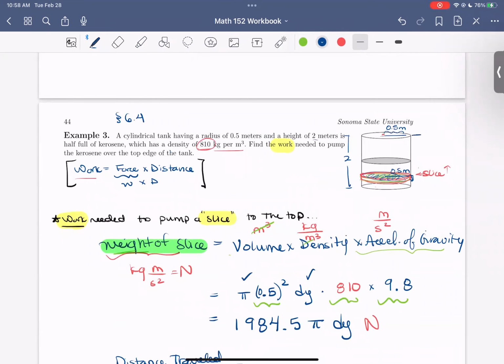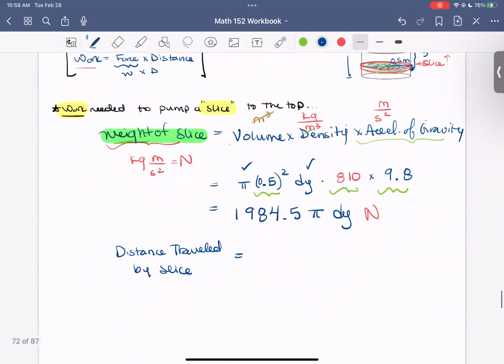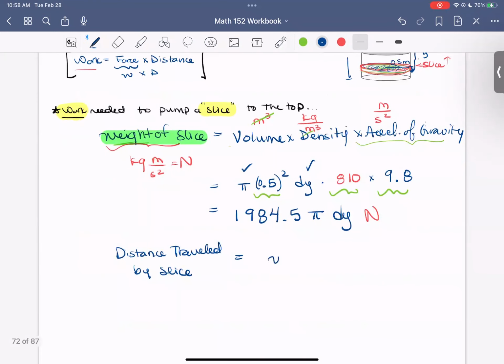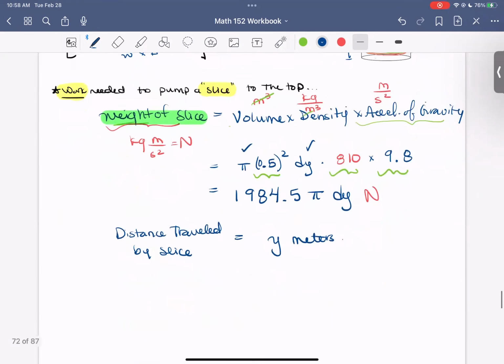Well, if we measure from the top of the tank down to where our slice is, we can call that y. So the distance traveled by the slice would be y meters. Okay, so what does that mean? That means that the total work to move a slice to the top is equal to 1,984.5 pi y dy.